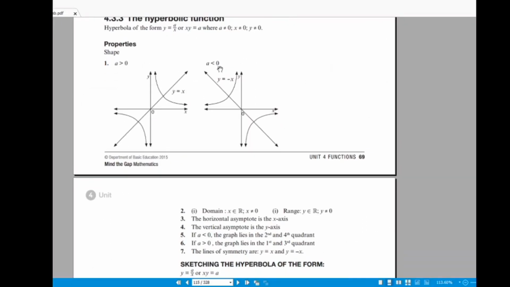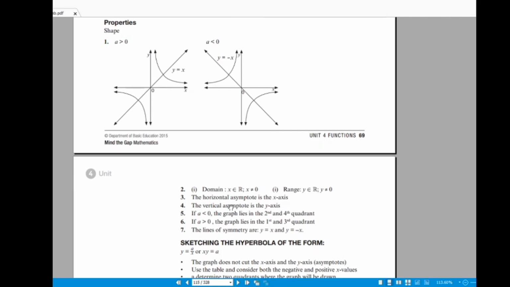So now let us go to the properties of the hyperbolic function. The shape is determined by the value of a. If a is positive, the graph will lie in the first quadrant and the third quadrant. If a is negative, it will lie in the second quadrant and the fourth quadrant. Now the domain and the range will depend on the values of the horizontal and vertical asymptotes, right?